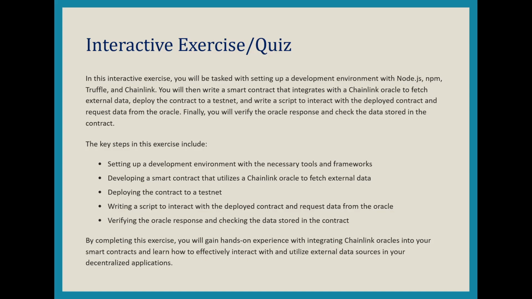Right? So the key steps are given here. You set up a development environment. You develop a smart contract that uses Chainlink Oracle. You deploy it in a testnet. You write a script to interact with the deployed contract. And you verify the Oracle response by checking the data stored in the contract.